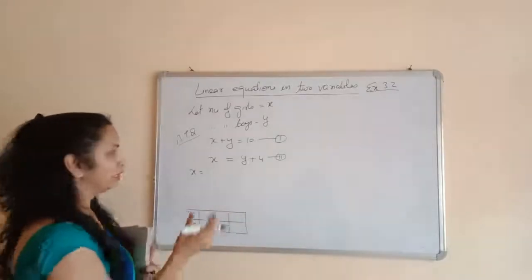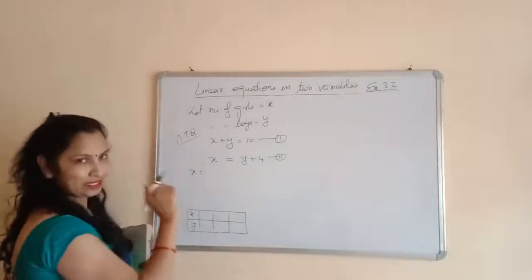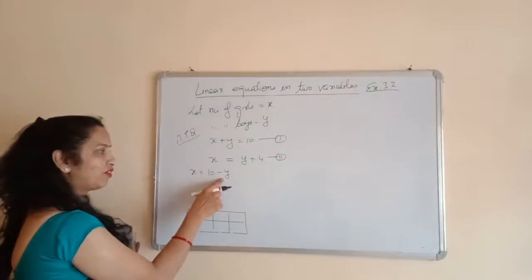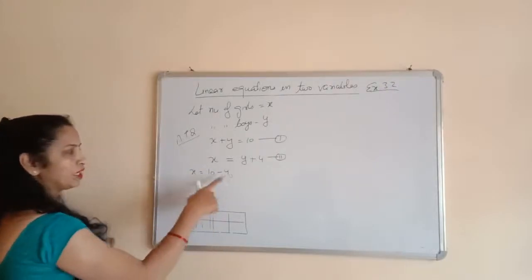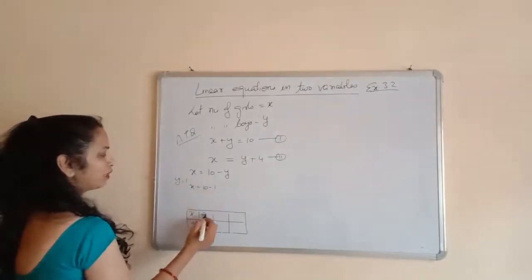So it doesn't matter. You are finding x, so find y, it makes no difference. Suppose you are finding x, then how much will x be? 10 minus y. Now you can put the value of y here to find out the value of x. Suppose we put the value y is equal to 1, we will get x is equal to 10 minus 1 equal to 9.